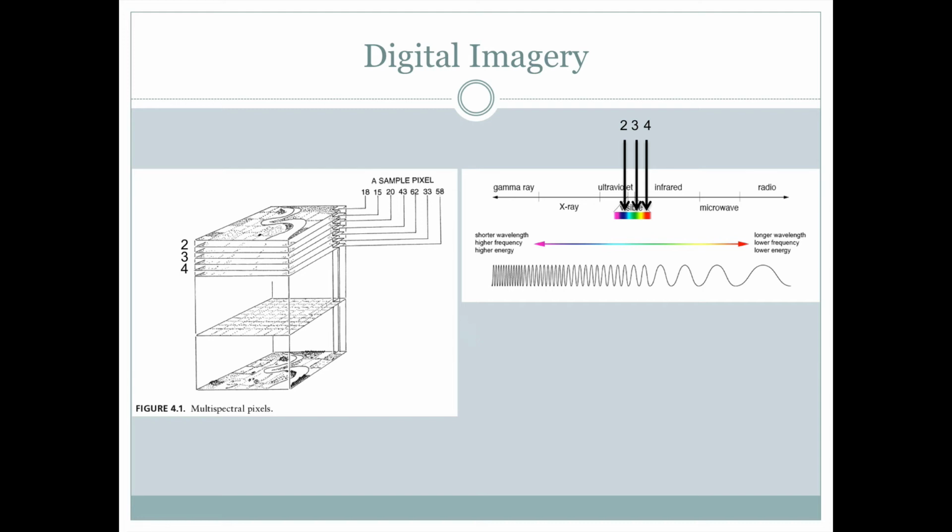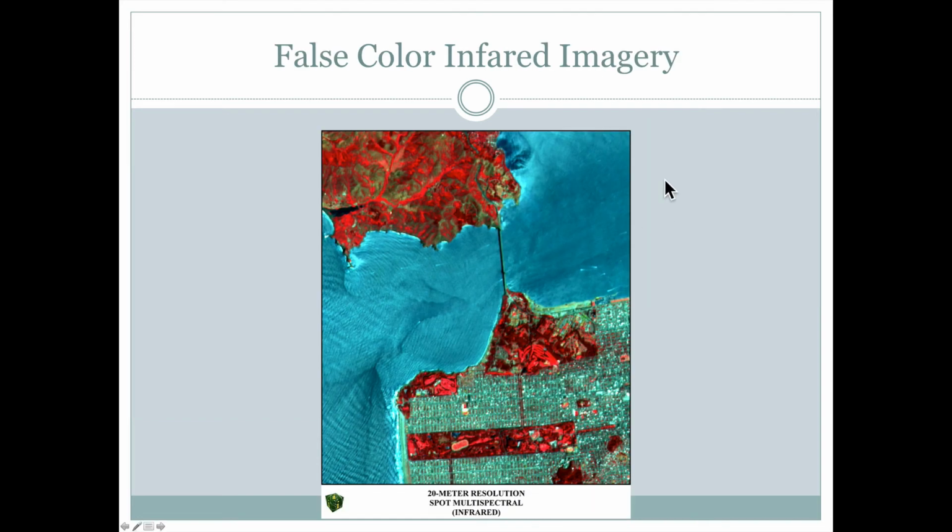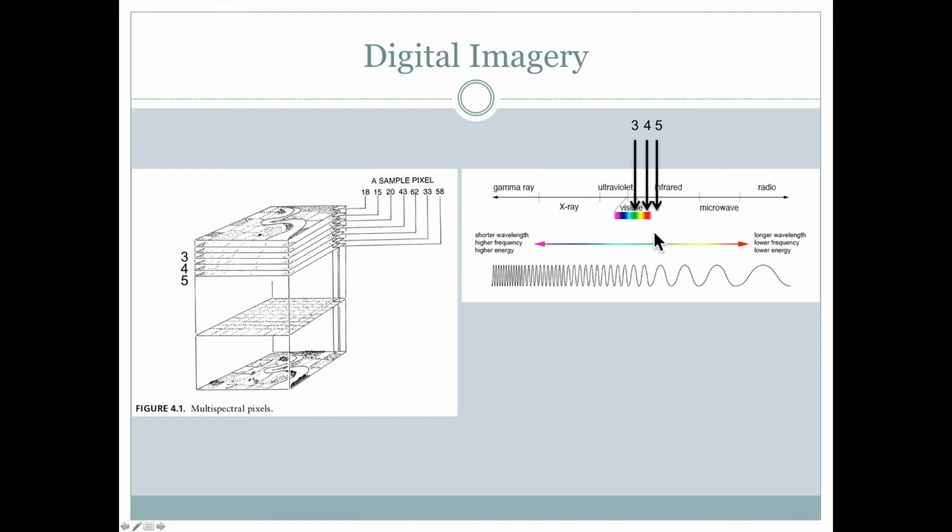Sometimes, instead of mapping to 2, 3, and 4 in this example here, we come up with a false color image. And with a false color image, we're not mapping red to red and green to green and blue to blue. What we're doing instead is what we see here. So what was measured in the infrared part of the electromagnetic spectrum is being mapped to red. What was measured in the red portion of the electromagnetic spectrum is being mapped to green. And what was measured in the green portion of the electromagnetic spectrum is being mapped to blue.